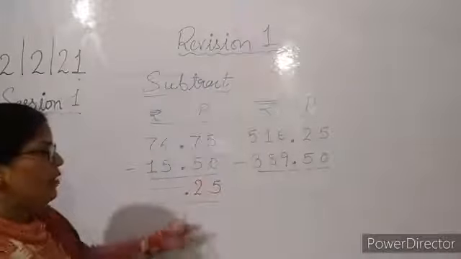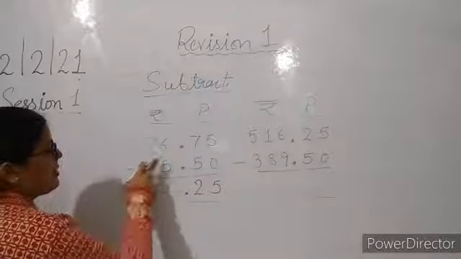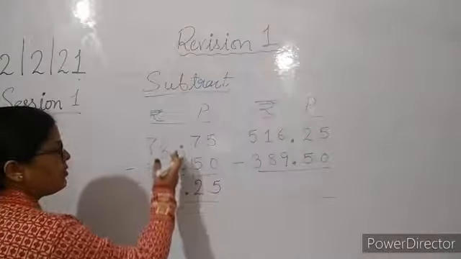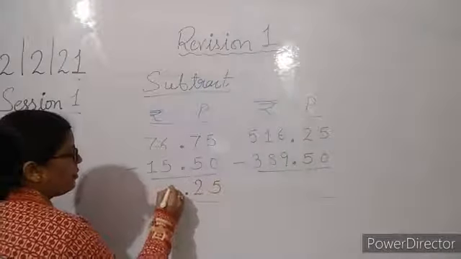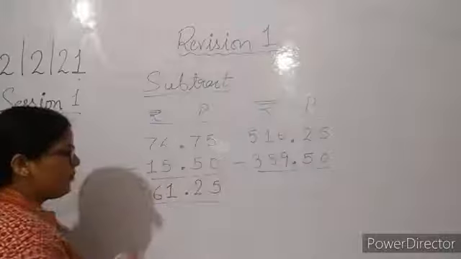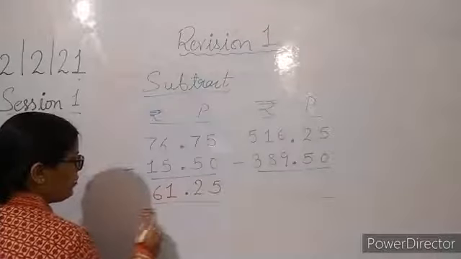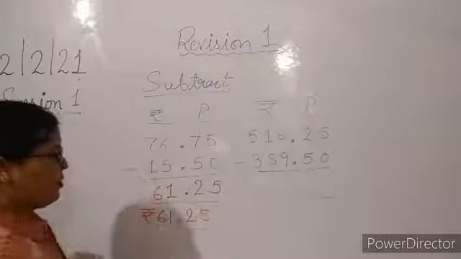The difference is 25. Now here it is 76 minus 15. So we'll subtract the first place. It is 6 minus 5, 1, and 7 minus 1, 6. So the answer is rupees 61 and 25 paise.